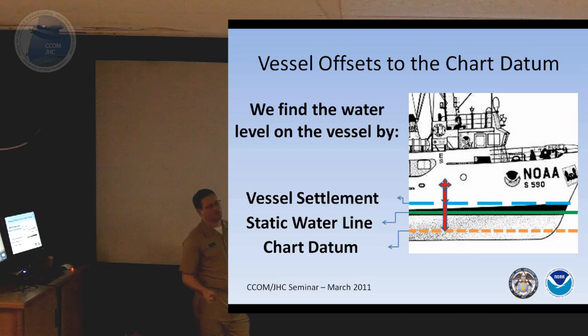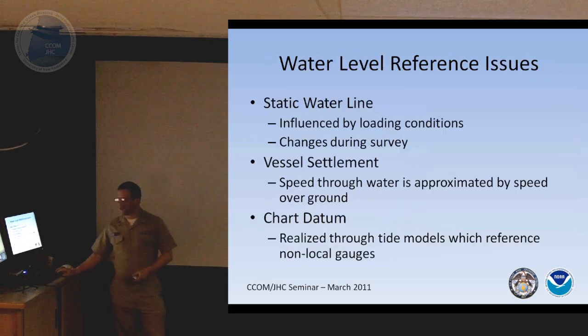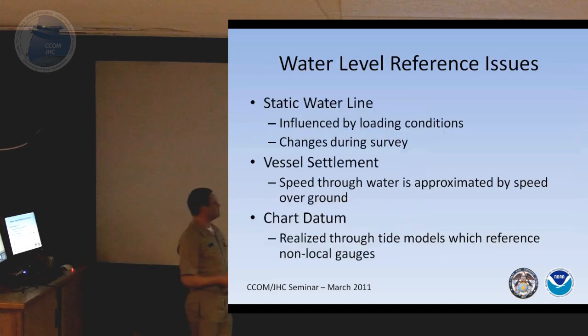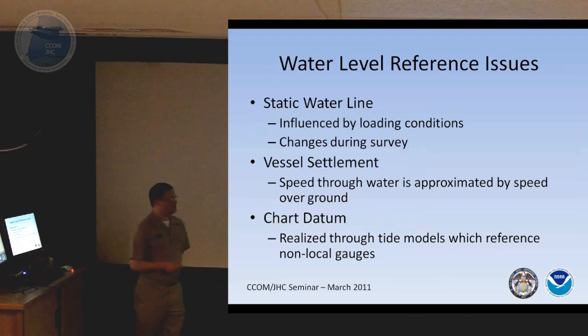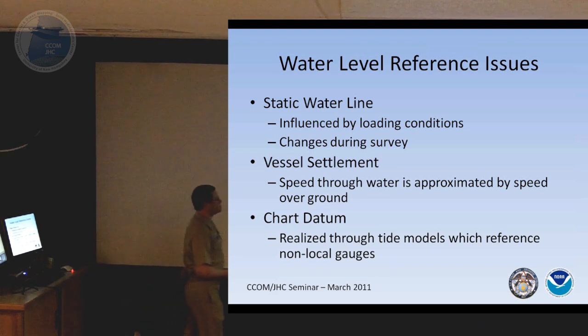Through the timestamp, you say, well, I can have a pretty good estimate of what the water level was where I was surveying, based on the tide model and based on what gauges are reading at some remote location from where the survey is. But as you can imagine, there's a number of issues that arise from these kinds of offsets. The static water level is heavily influenced by the loading conditions, especially in a situation with a small launch. You put 5 people on there instead of 2, or even with large vessels, you burn a bunch of fuel.